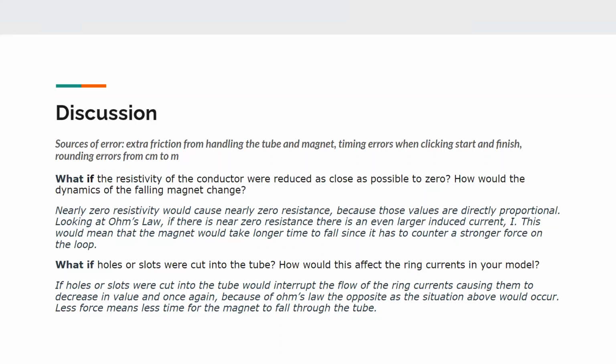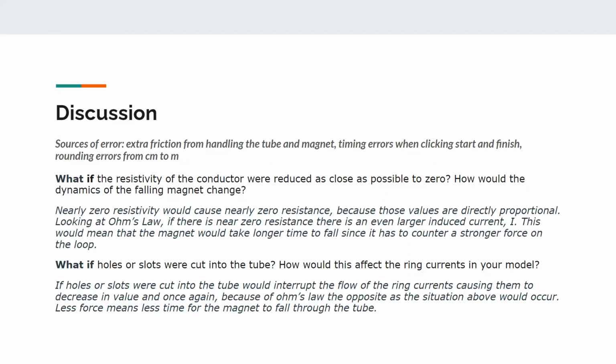There we go. What if the resistivity of the conductor were reduced as close as possible to 0? How would the dynamics of the falling magnet change? It's quite simple. So nearly 0 resistivity would cause nearly 0 resistance, because those values are directly proportional. Looking at Ohm's law, if there is near 0 resistance, there's an even larger induced current. This would mean that the magnet would take a longer time to fall since it has to counter a stronger force on the loop.